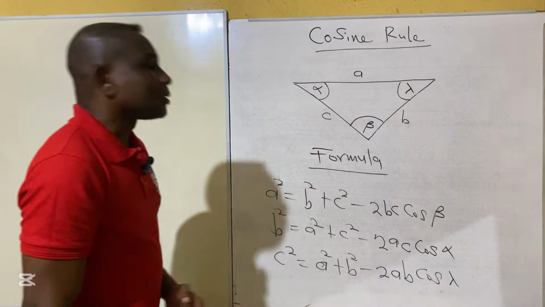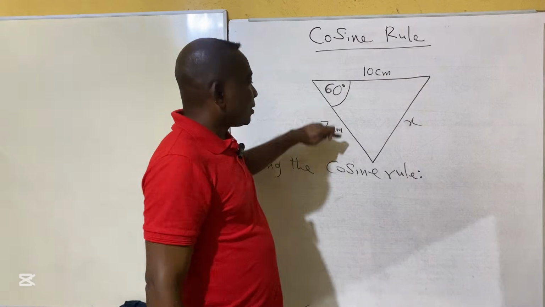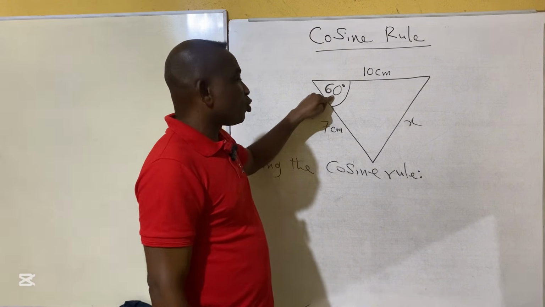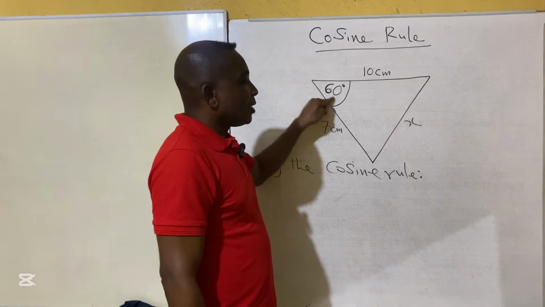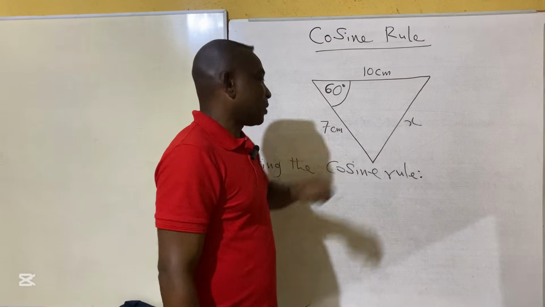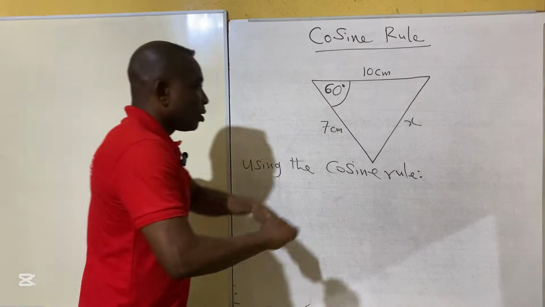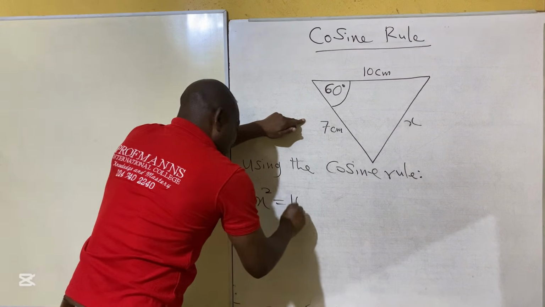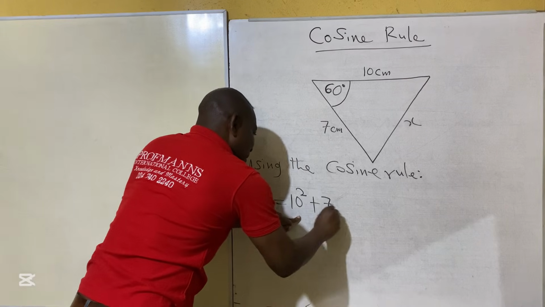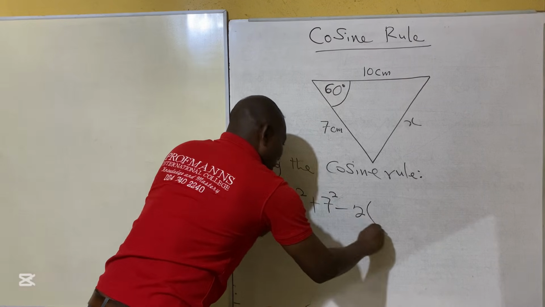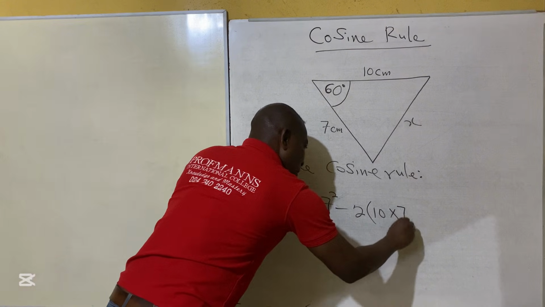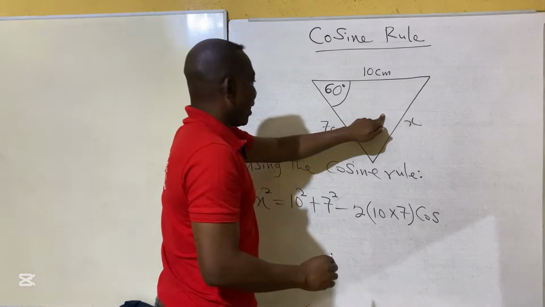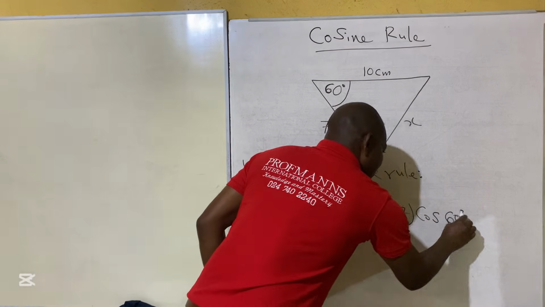In this example, two sides of the triangle have been given, and also the angle between them has been given to be 60. So we are required to find the value of side x. Using the cosine rule, x squared is equal to 10 squared plus 7 squared minus 2 times 10 times 7 cos of the angle opposite x, which is 60 degrees.